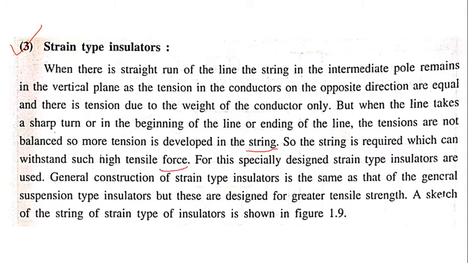Okay, remember that whenever we connect our string at the ending of the line, the beginning of the line, or a sharp turn, at that time the tension is uneven and the tensile force increases at that point. For this purpose, specially designed strain type insulators are used. Generally, the construction of a strain type insulator is the same as that of a general purpose suspension type insulator, but these are designed for a greater tensile strength. A sketch of a strain type insulator is shown in the figure.